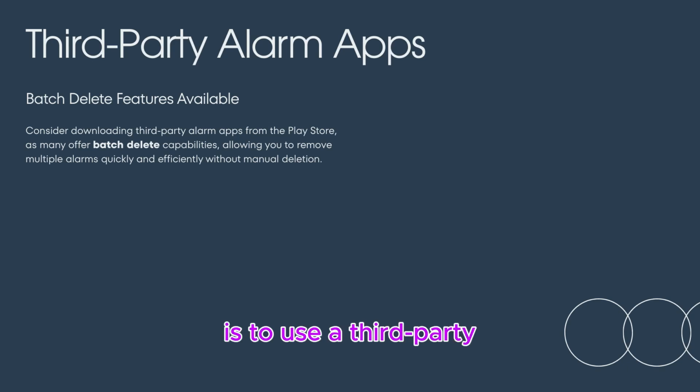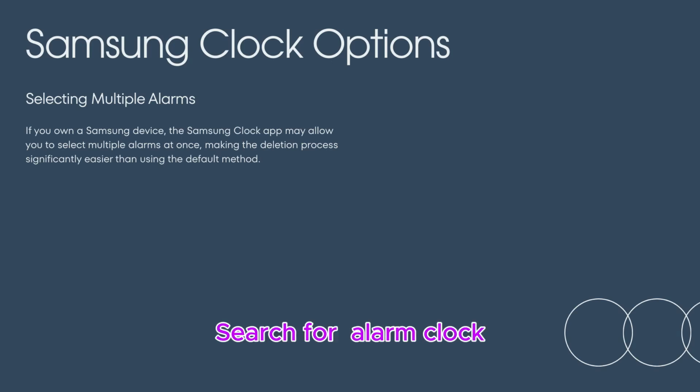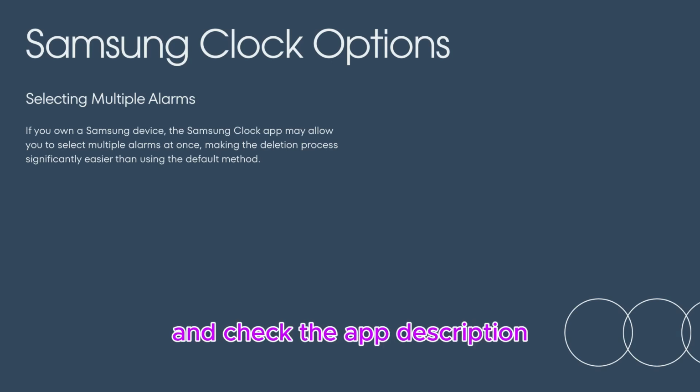Another option is to use a third-party alarm app from the Play Store that includes a mass delete feature. Search for alarm clock and check the app description for batch delete.